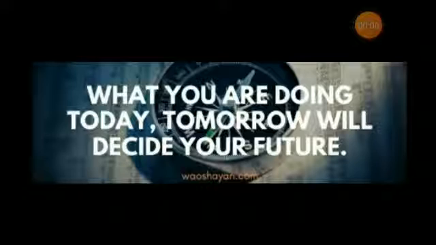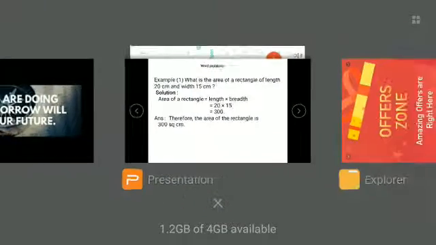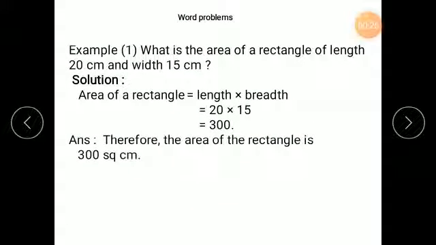So, dear children, I hope you have completed your copies. So, let us move on to our study material. In our last video, we have seen how to find the area of a square and rectangle. So let us see direct questions based on that.